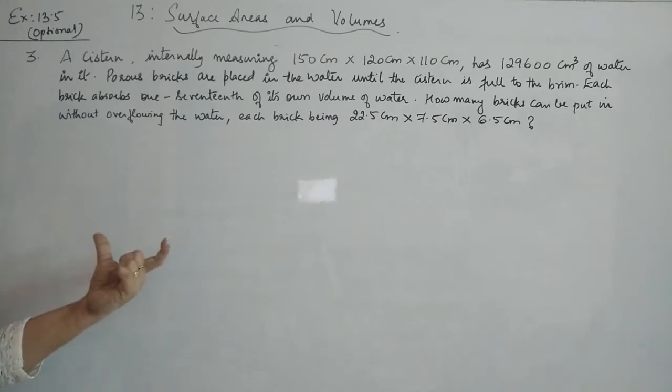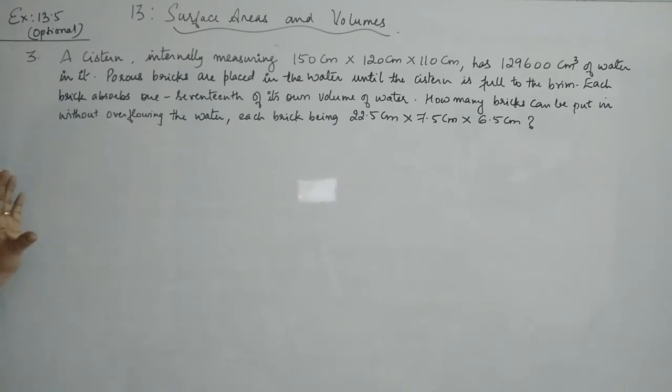So the bricks' dimensions are given, the cistern's dimensions are given, and its capacity is also given, and there is a relation given. You have to put in the bricks, and we need to find how many bricks you can put. Those bricks are porous, which means they have pores in them and can absorb water. They are saying that each brick absorbs water in such a manner that it is 1/17 of its own volume. So we have to get the volume of the water also. Let's start by first finding the volume of the cistern.